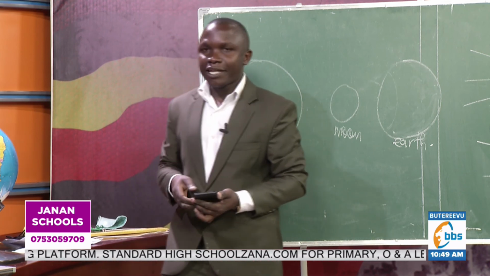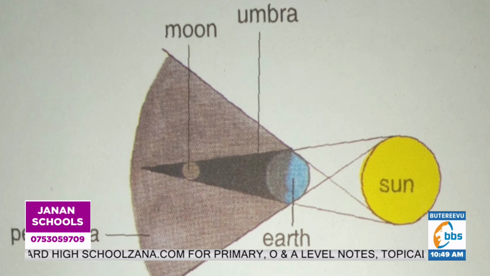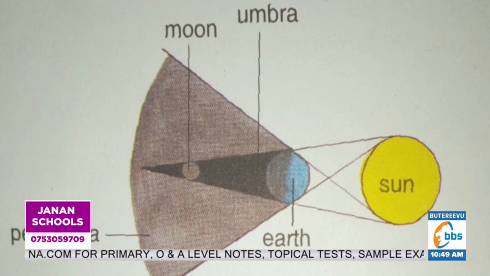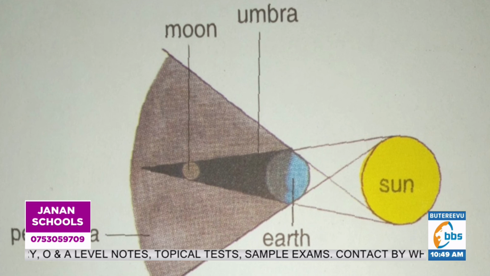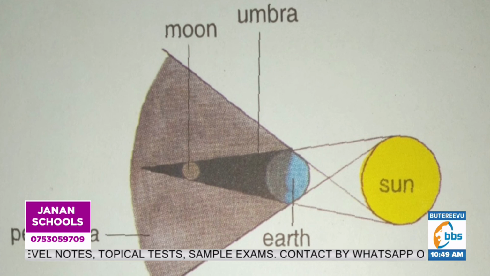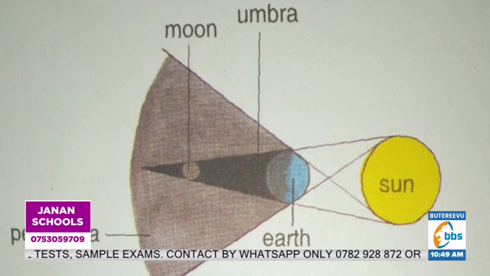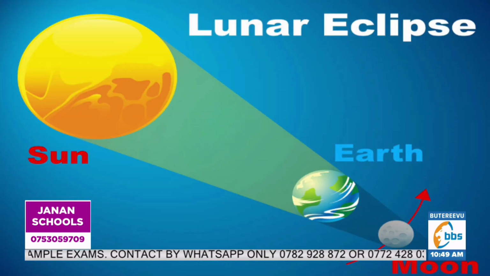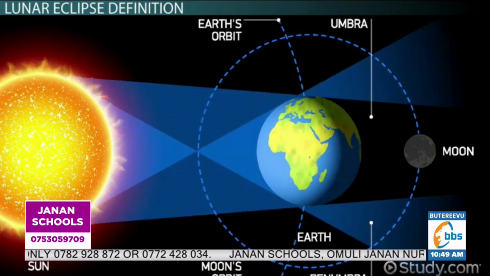Now, that is another illustration, if you are asked to draw. The earth is blocking the light from the sun and the moon is under the umbra, which is the darkest region. Is that okay? We give them another illustration. That is lunar eclipse. We can give them another one.